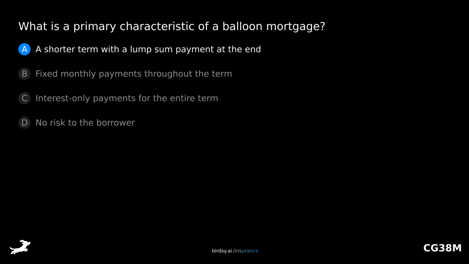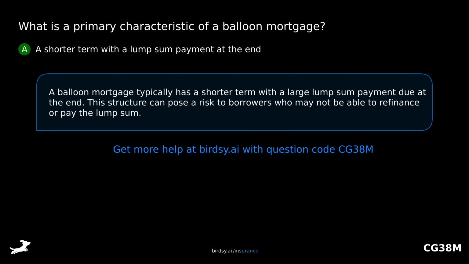Is it A, a shorter term with a lump sum payment at the end, B, fixed monthly payments throughout the term, C, interest-only payments for the entire term, or D, no risk to the borrower? The answer is A, a shorter term with a lump sum payment at the end. A balloon mortgage typically has a shorter term with a large lump sum payment due at the end. This structure can pose a risk to borrowers who may not be able to refinance or pay the lump sum.